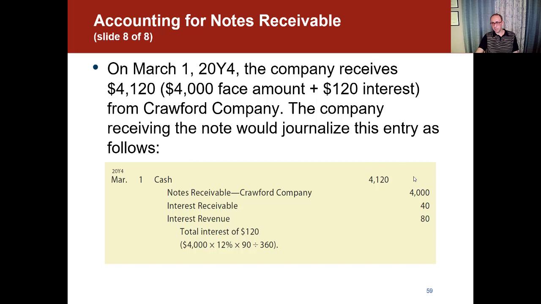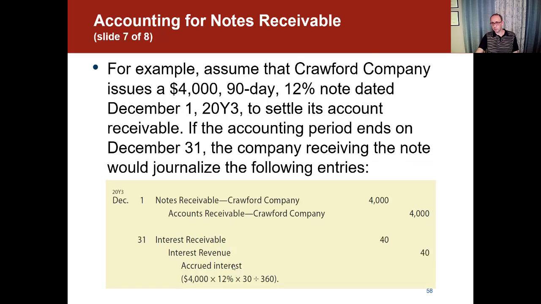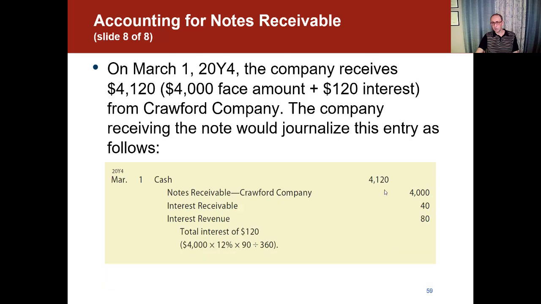So we're going to debit cash for the full value, which is the amount of the note plus its interest, so $4,120. We're going to credit the note. We're canceling the note for its face value, $4,000. We're going to cancel the interest receivable because now we received the cash for it, which is the $40. You can see here that we had interest receivable of $40 on December 31st. We're going to credit it because we're going to get rid of that, and then we're going to earn the interest revenue for the remaining 60 days.